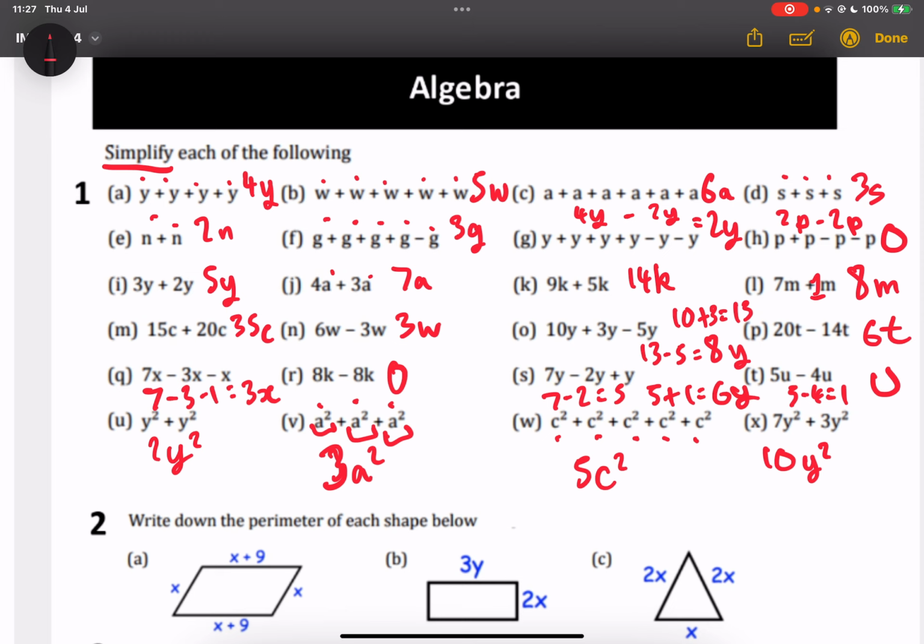Next is 11. So Hannah is n years old. Her aunt Emily is 3 times older than Hannah. Emily is 48 years old. So write down the equation for this information and then solve your equation to find out how old Hannah is. So we know that Hannah's n years old. Her aunt Emily is 3 times older than Hannah. So we know that 3 times Hannah's age is going to equal 48. So 11a is going to be 3n is 48.